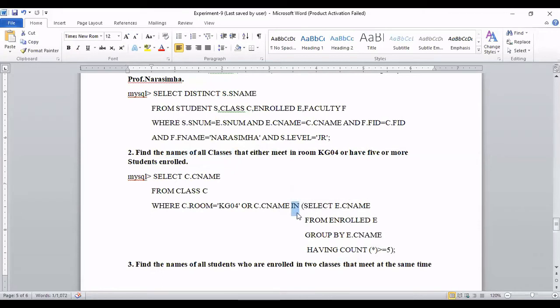Now coming to the second condition. What is the second condition? Meet sat is nothing but a room. It is the room detail, and it is present in class. So that's why we have added C.CNAME from class C, where C.room is KG4, as mentioned in the question. It is either-or, so if this condition is satisfied, or this condition is satisfied, you fetch that one.